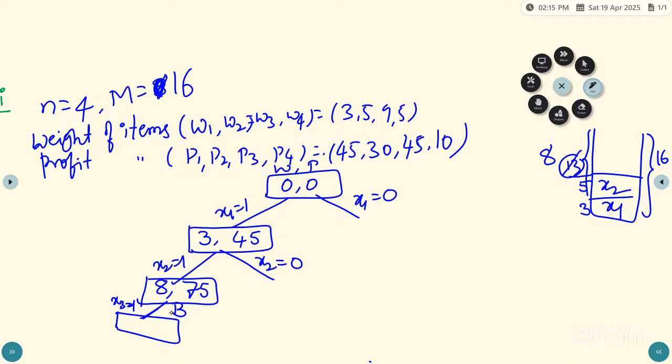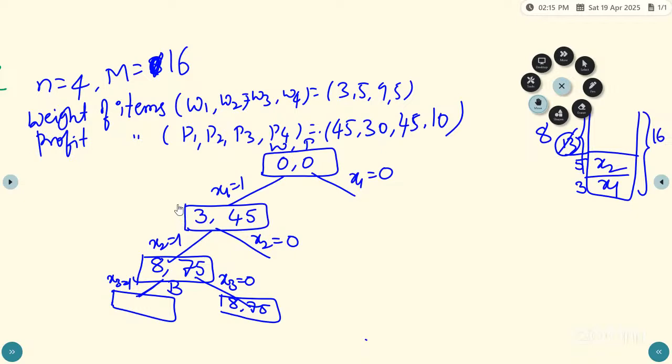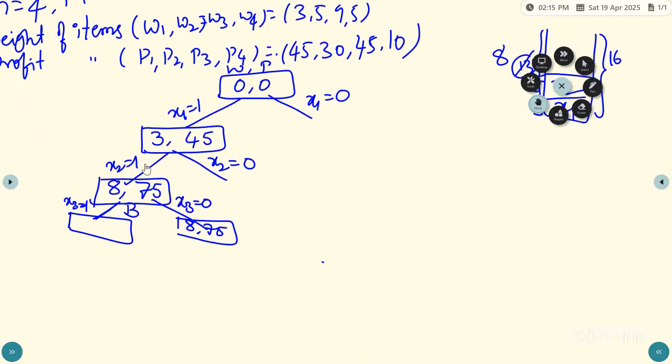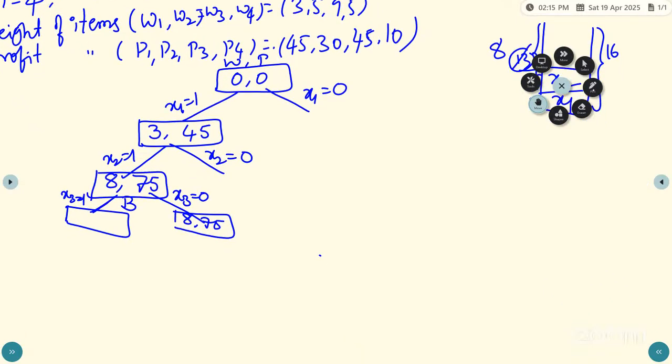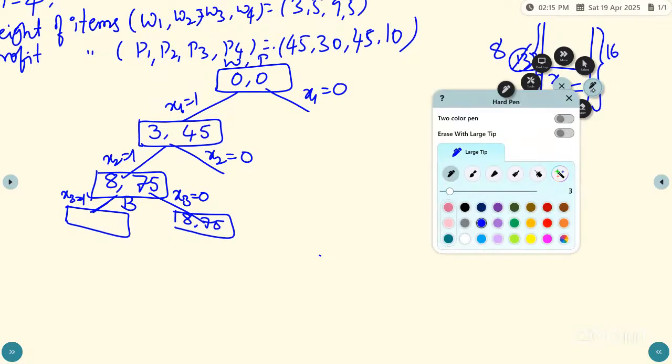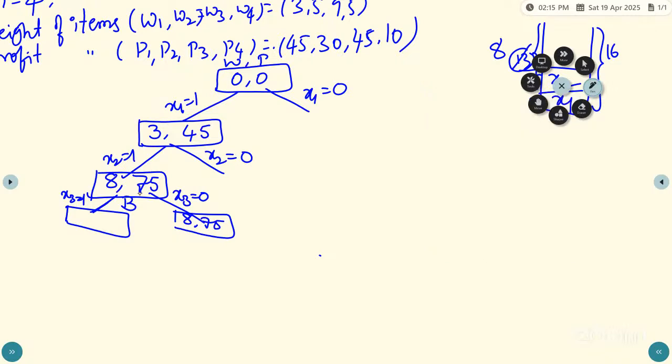Then go for the right side. Okay. Same value, 8 comma 75. Then that is called backtrack. This we cannot extend now. So go back to this stage. Right. Try to place the next item. This moving back to the previous step is called backtracking.